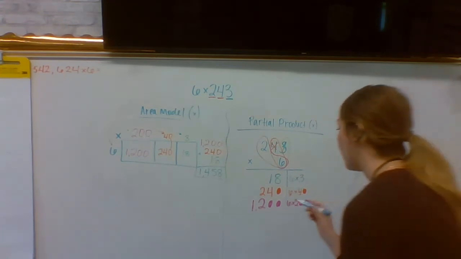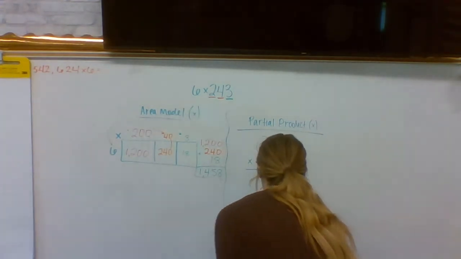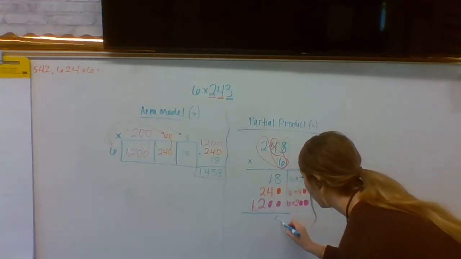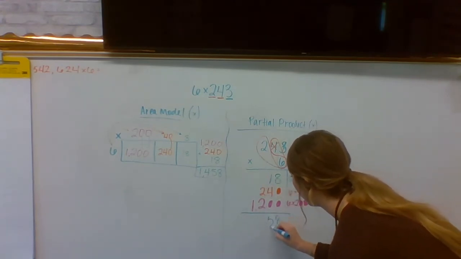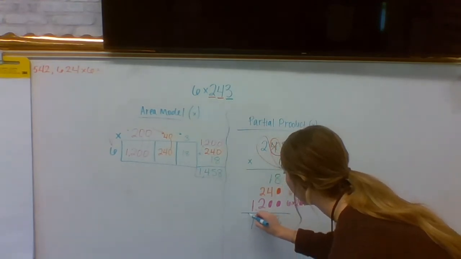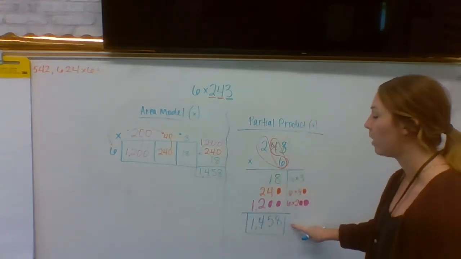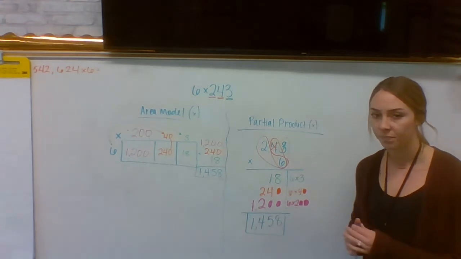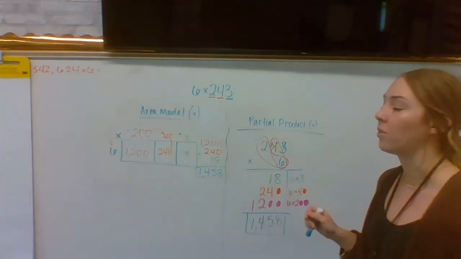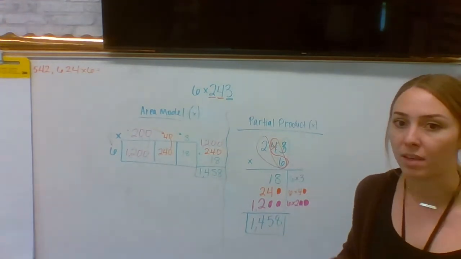So I'm going to go ahead and add these up. They're already nice and stacked for me. 8 plus nothing, 1 plus 4, 2 plus 2, and 1 plus nothing. 1,458.